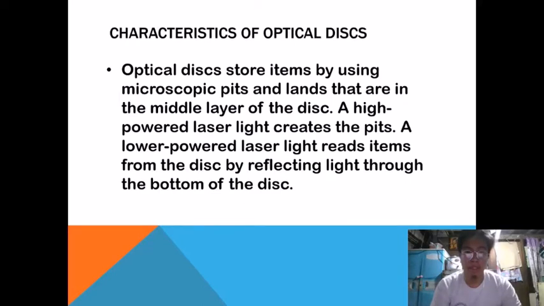Characteristics of optical disk. Optical disk stores items by using microscopic pits and lands that are in the middle layer of the disk. A high-powered laser light creates the pits. A lower-power laser light reads items from the disk by reflecting light through the bottom of the disk.